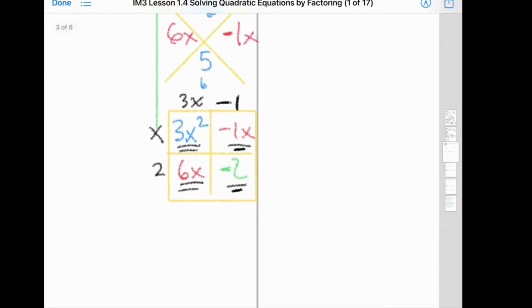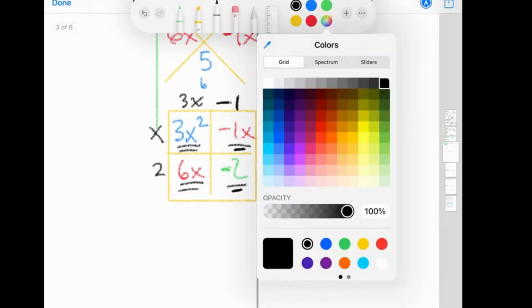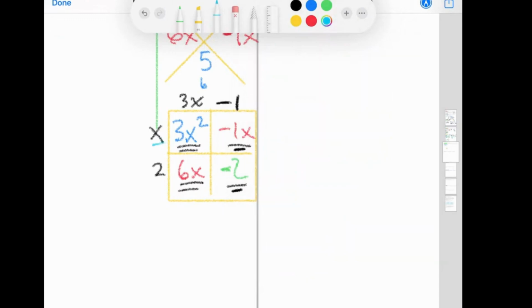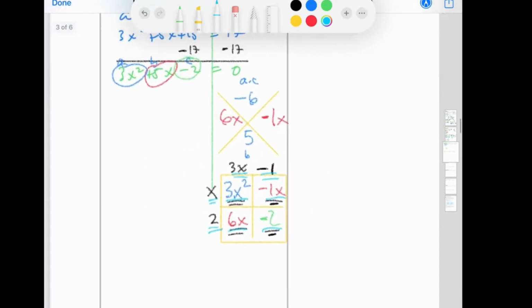Let's double check our answer by multiplying. X times 3x is 3x squared. 2 times 3x is 6x. X times negative 1 is negative 1x. And 2 times negative 1 is negative 2. That matches. So I have 3x minus 1 and x plus 2. Well, I forgot to write the step above it, which just says that these binomials are answers to factoring.